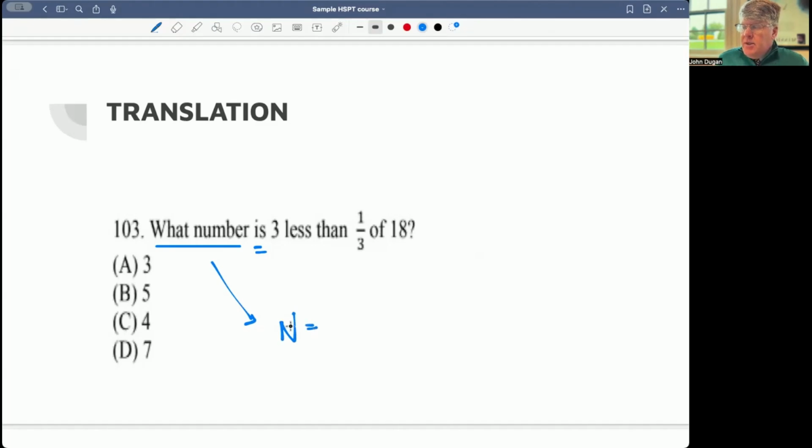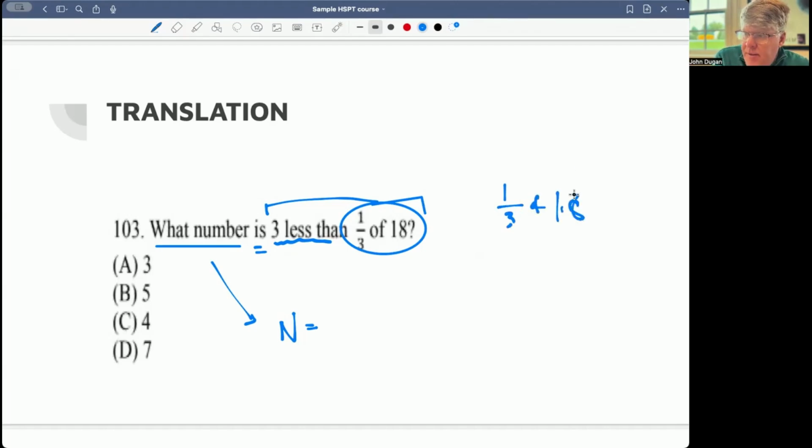Is your equal sign. Pretty much everything to the right is going to be the work that you do. All right. What number is 3 less than 1/3 of 18? You want to wait on the 3 less than. Can you do this in your head? What is 1/3 of 18? 18 divided by 3. It's 6, right? You could do that on the side if you wanted to, because you always know that of means multiply. You could cross cancel, make that a 1, make that a 6. But the long and short of it is that 1/3 of 18 is 6.